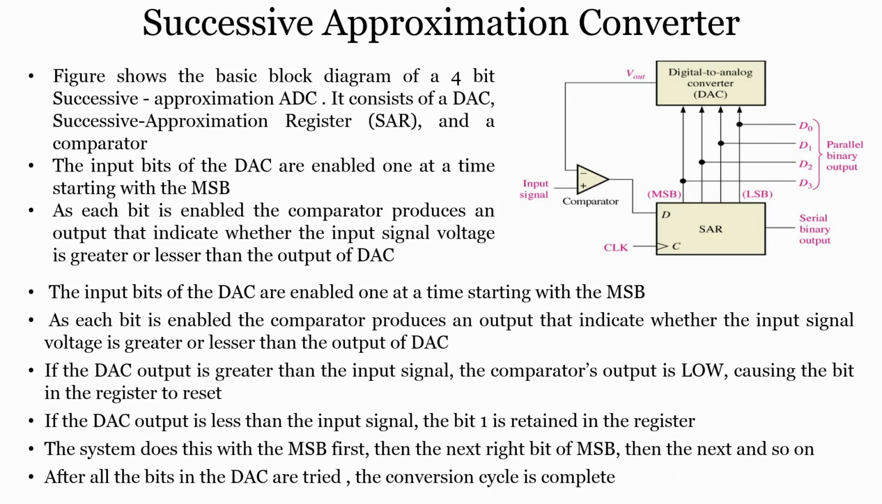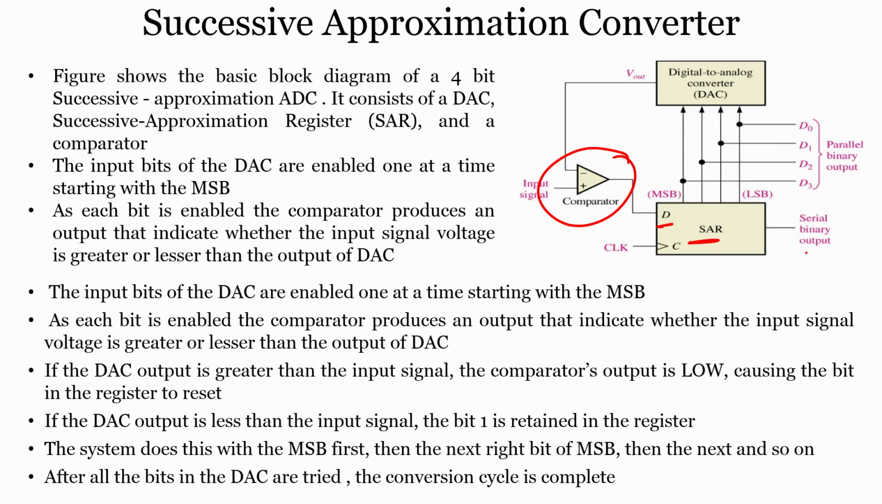In the successive approximation ADC, the block diagram is shown here. It has a digital to analog converter, a SAR, a clock, and a serial binary output. The signal is connected to the output of the comparator, and we have a parallel binary output from D0 to D3.